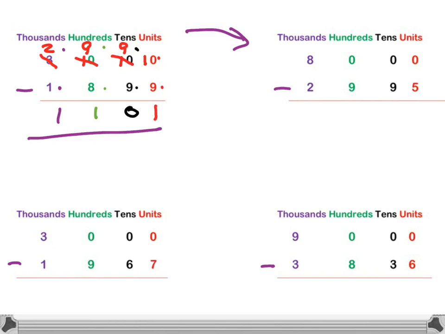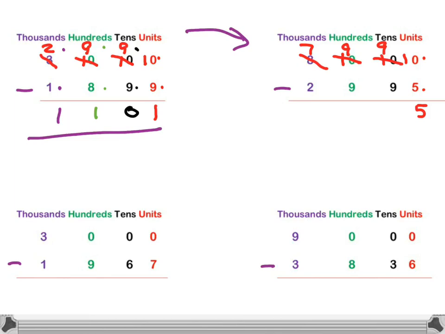Right, so we're going to borrow from 8. It's going to become 7. That's going to become 10. We're going to borrow from 10. It's going to become 9. That's going to become 10. We're going to borrow from 10. It's going to become 9. And that's going to become 10. 10 minus 5 is 5.